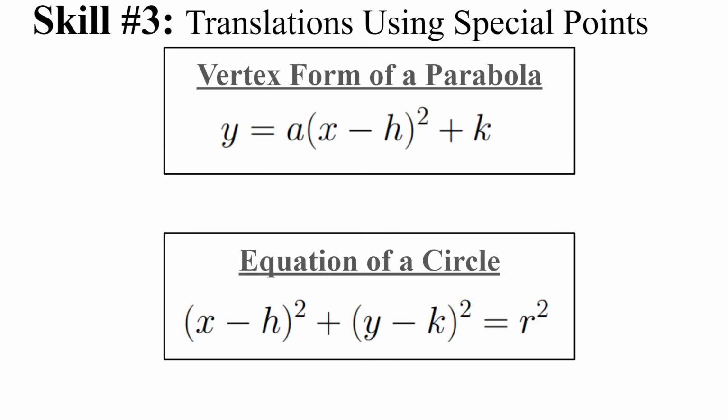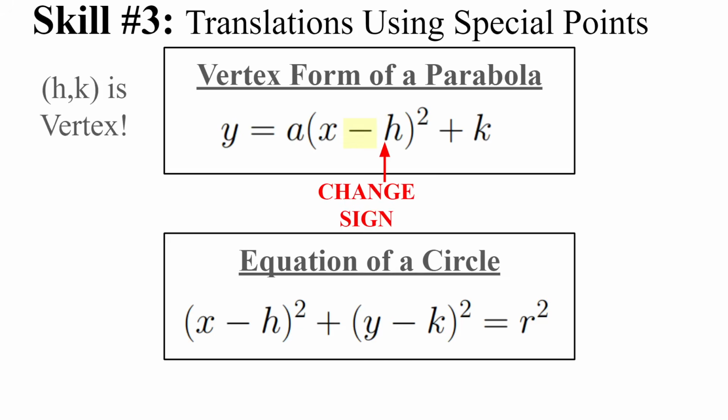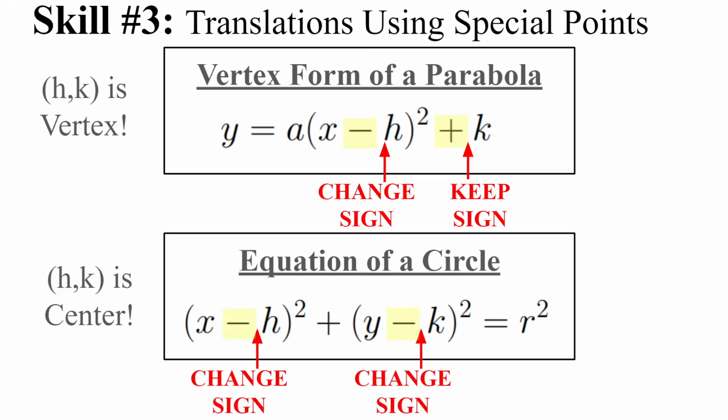And once again, notice that if we have a minus sign, the sign gets changed, and if there's a plus sign, we keep the sign. And then for the equation of a circle, we got two minus signs, so both of them get changed. So just be really, really careful of those minus signs. Don't change the sign when you're not supposed to, and don't keep the sign when you're not supposed to. If there's a minus sign in front of the letter, the sign of the number gets changed.